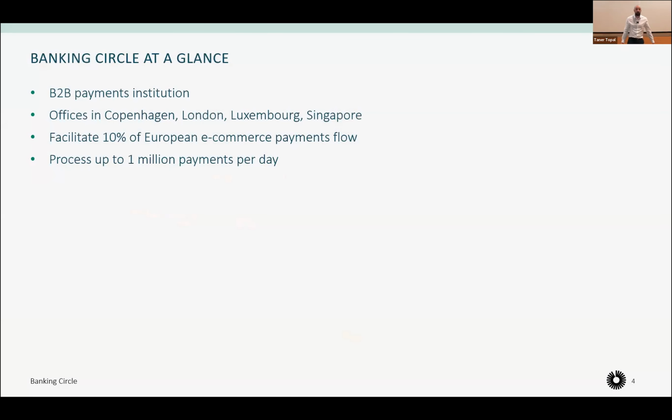So if you haven't seen us on the high street before, it's because we're a B2B bank. So our customers are all corporations, businesses. We have offices in Copenhagen, London, where I'm based, Luxembourg, and Singapore. We facilitate 10% of European e-commerce payment flow at present, and we're growing. We're a scale-up, so that will continue to go up as a percentage, we hope. And this means we process up to 1 million payments a day. And all of these we have to check to make sure they're not fraudulent. So we're dealing with quite large quantities of data on a daily basis.